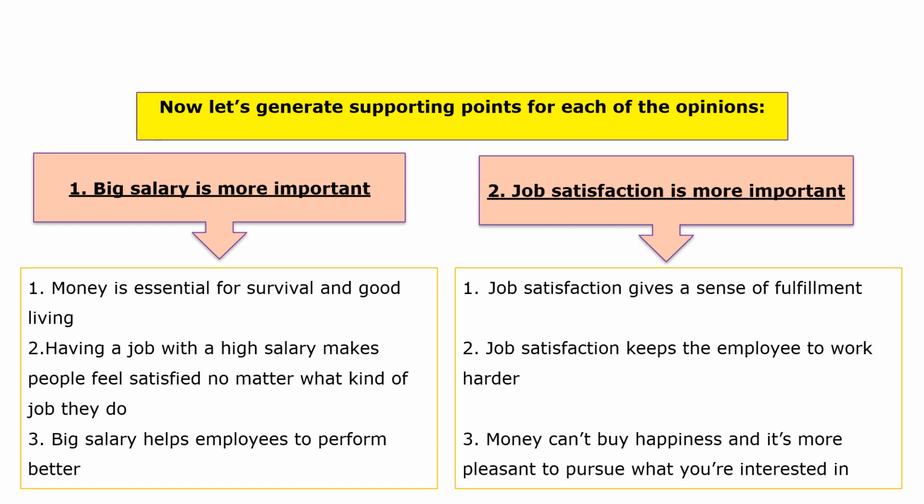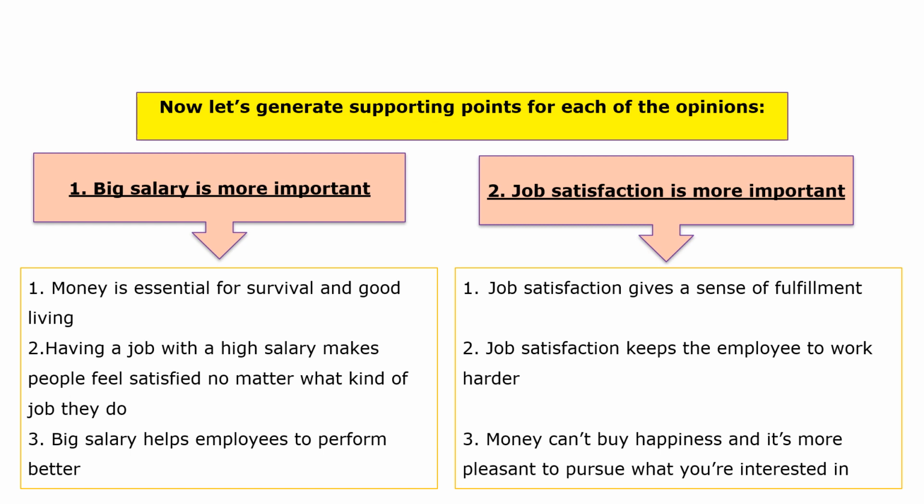That money is essential for survival and good living. And we all agree with that. You need money to live and to live a better life. Having a job with a high salary makes people feel satisfied no matter what kind of job they do. If someone is getting a very high salary for a job he doesn't like, it doesn't matter to him because he feels satisfied if he gets a higher amount. That's the second reason. And big salary helps employees to perform better. If you are paid well, you want to do better and more. So this is the third reason.